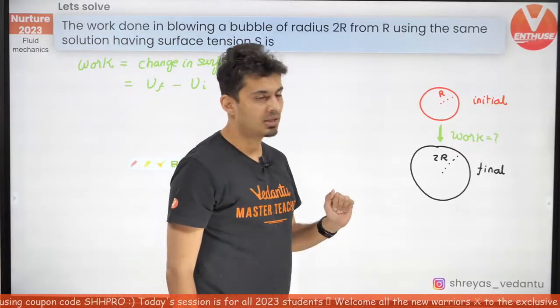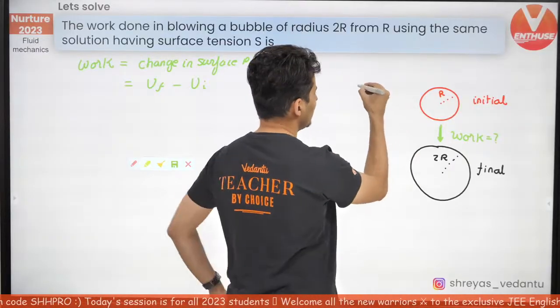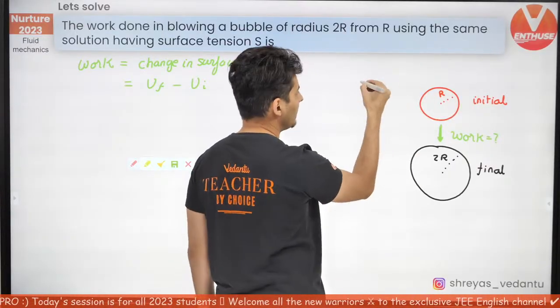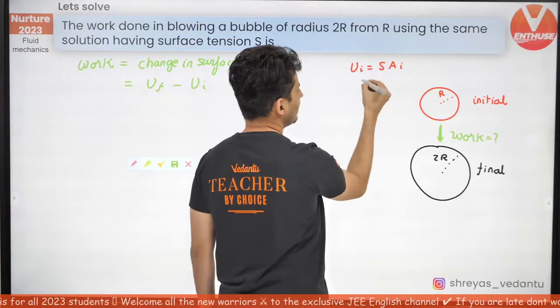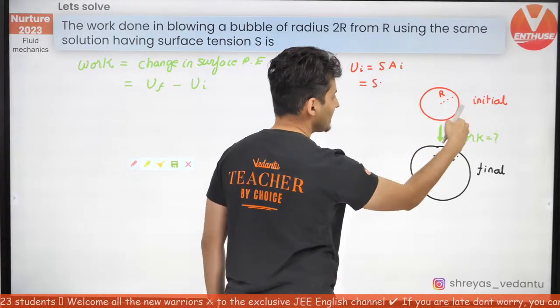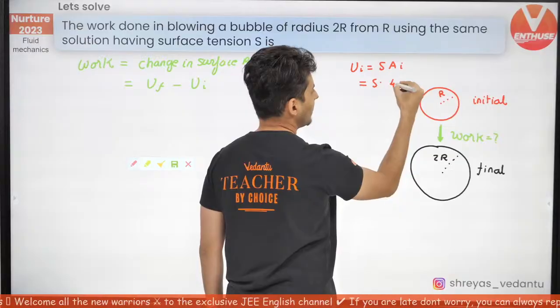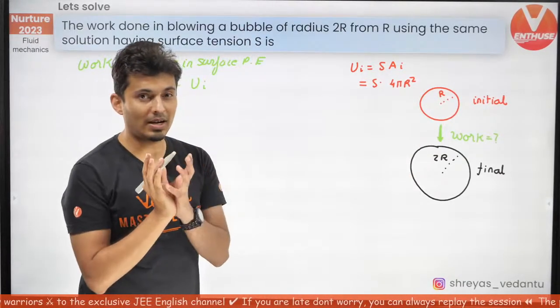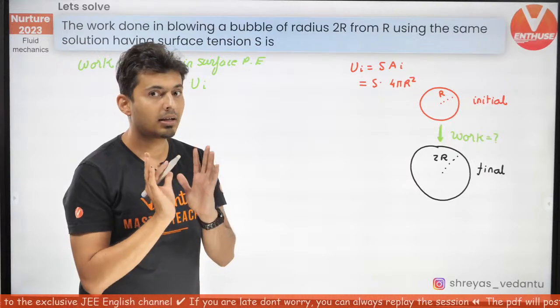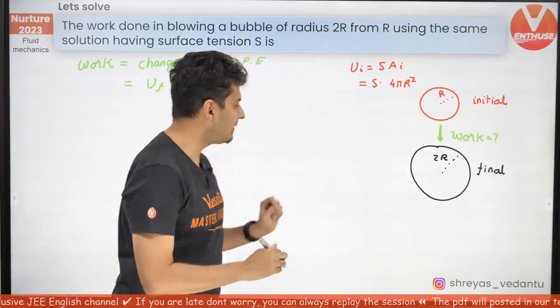So let's talk about it. What is the initial potential energy? The initial potential energy, use that formula. Initial potential energy will be S into initial area, which is S into, what is the surface area? It is 4 pi r square. The surface area is 4 pi r square. Correct?